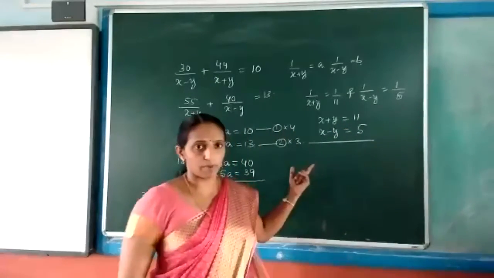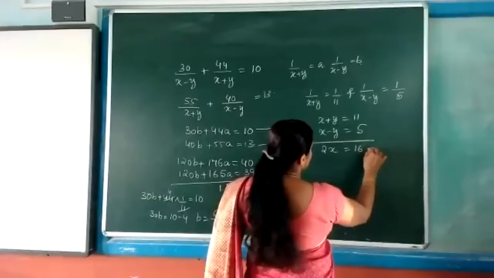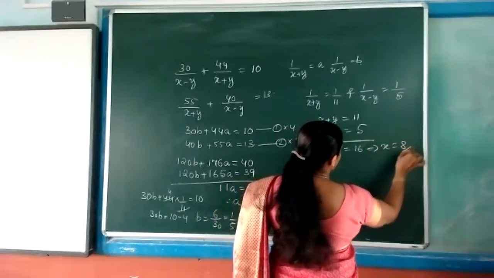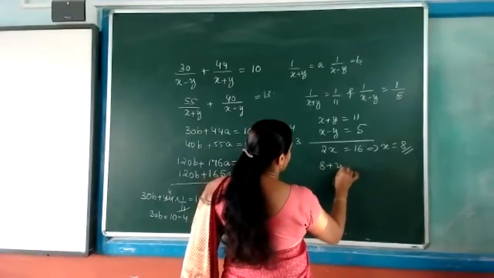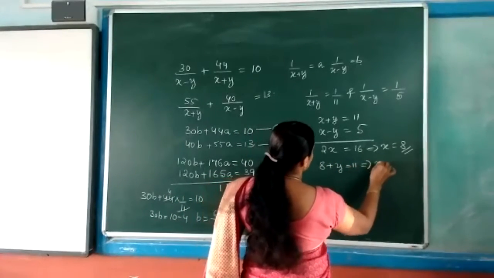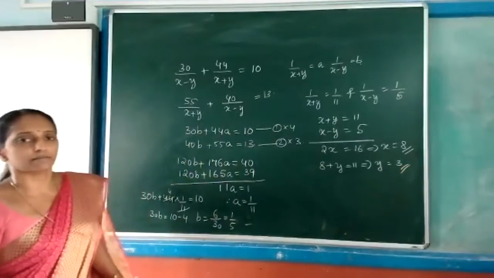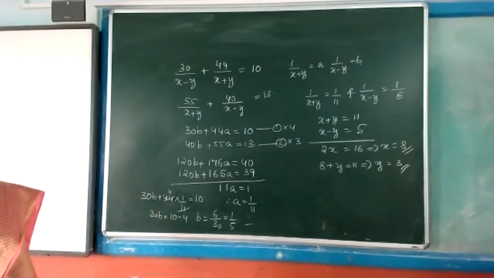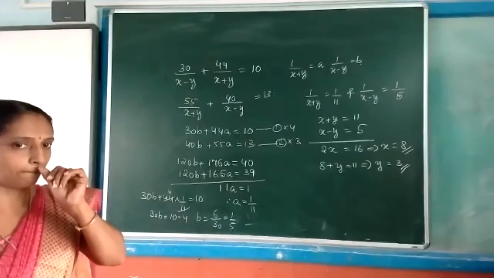Again, you have to simplify. 2x is equal to 16 implies x equal to 8. Okay, then 8 plus y equal to 11 implies y is equal to 3. So the final answers: x is equal to 8 and y is equal to 3.